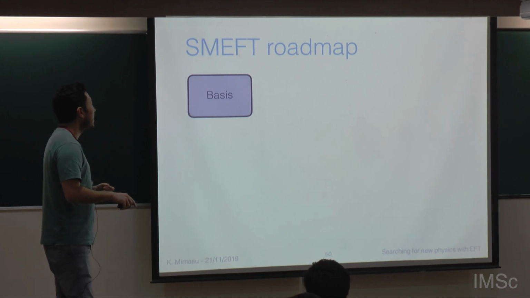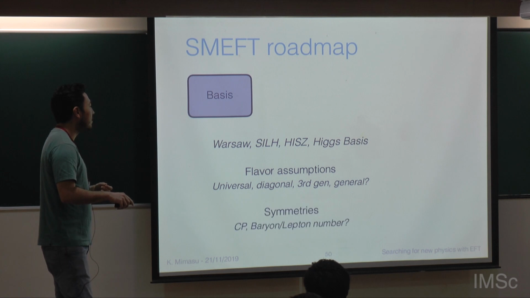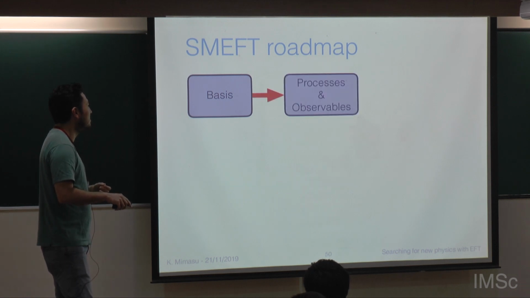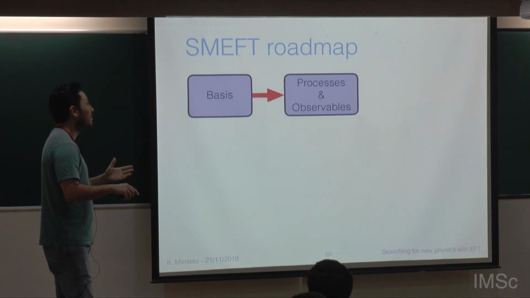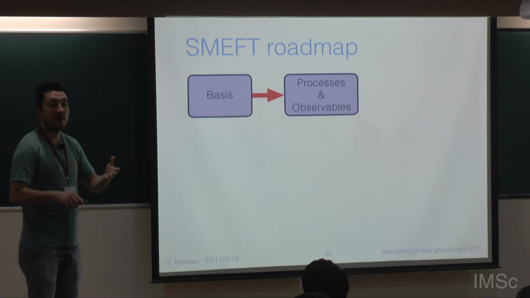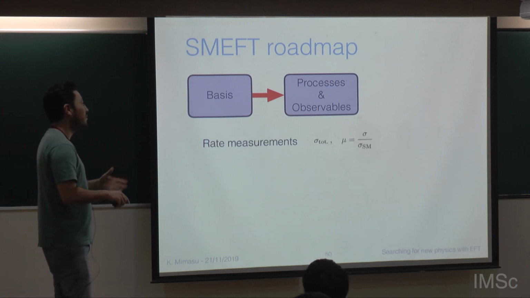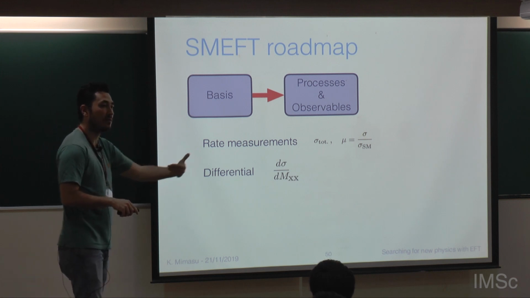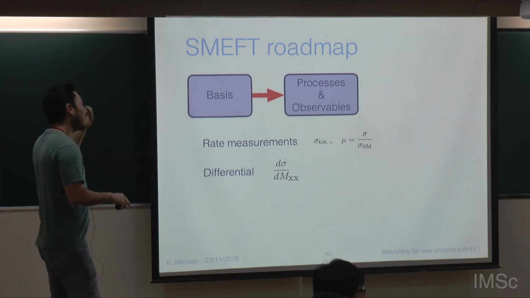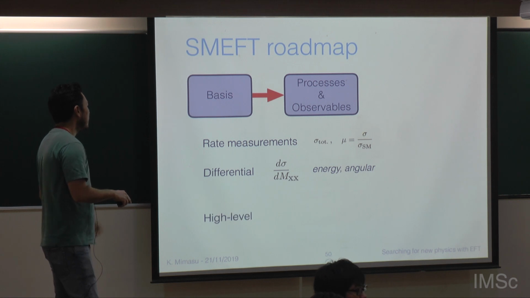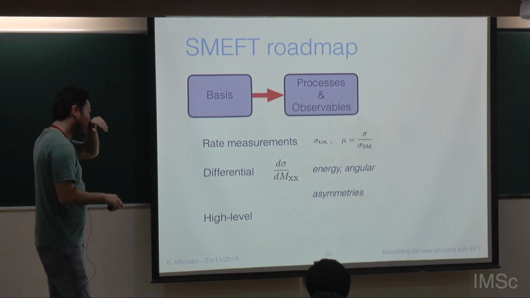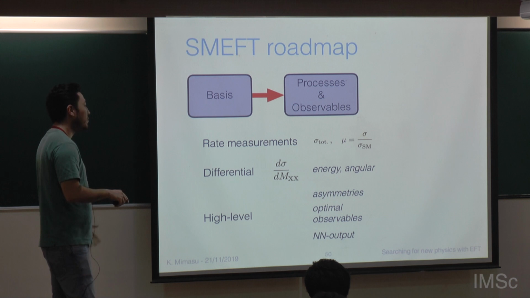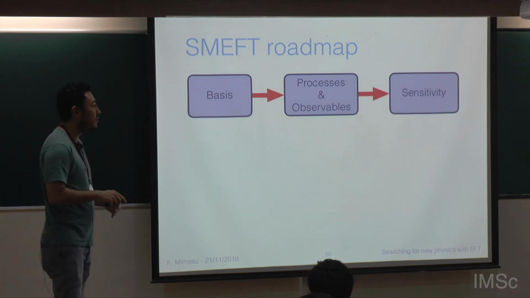Okay, so what's the roadmap for the SMEFT now? We've chosen our basis with some flavor assumptions, some symmetries. We maybe have thought about some processes or observables we'd like to use to constrain it. Could be rate measurements, could be differential, preferably differential, because it allows us to probe the theory at higher energies. Or it could even be some high-level observables like asymmetries, optimal observables, even some neural network output.